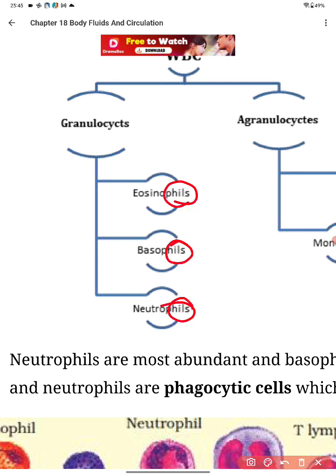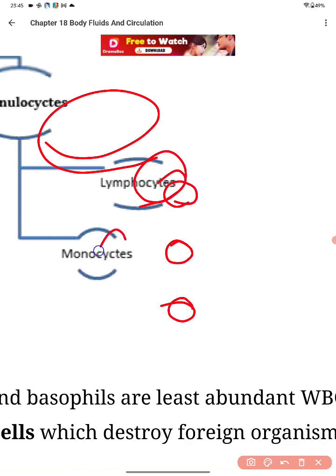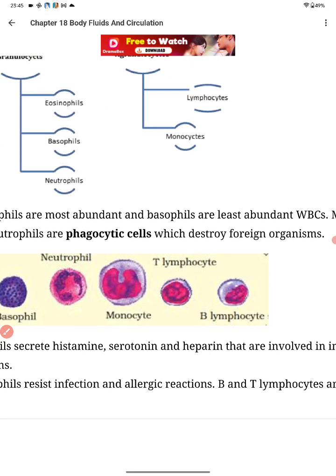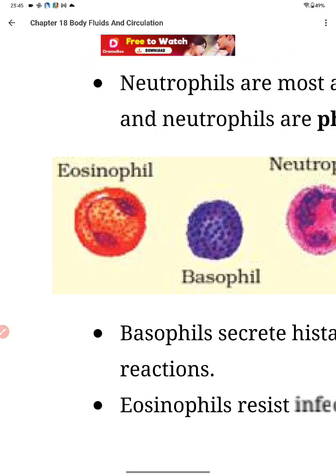Eosinophils, basophils, neutrophils. These are granulocytes. Then there are lymphocytes and monocytes; these are agranulocytes. So now let me tell you, what does it mean?